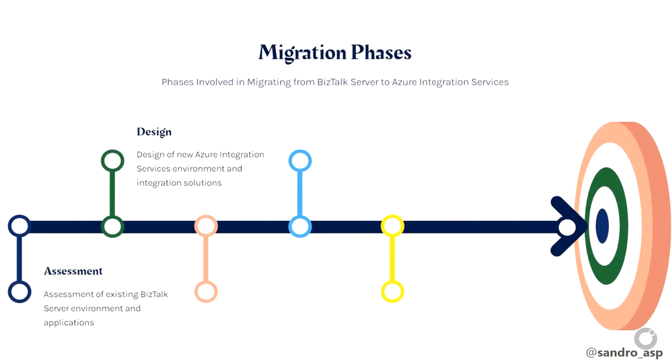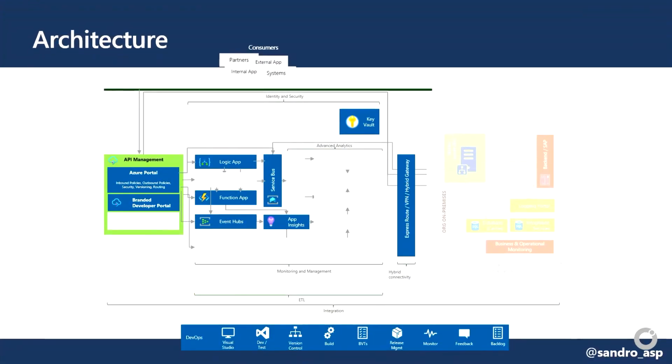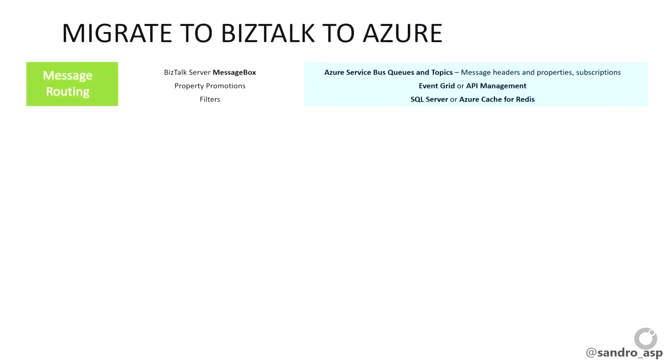So after you design, after all the documentation, we still need to kind of design our integration solution inside Azure integration. And when I mean design, we have to start organizing what is our integration stack, no? API management, service bus, function, all of this stuff. And then we need to understand kind of what are the key differences between Azure and BizTalk, no?